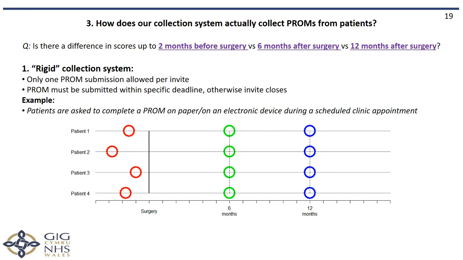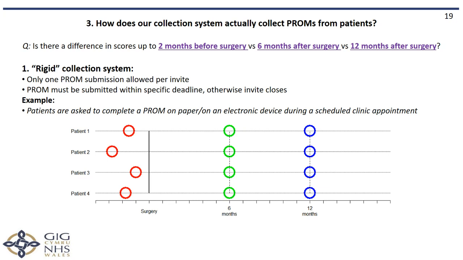So the first example is what I'm calling a rigid collection system. You wouldn't see these names anywhere else. They're basically something I've made up. But anyway, a rigid collection system is one PROM submission per invite, where the PROM must be submitted within a specific deadline, otherwise the invite closes. In other words, a patient has one chance to complete the PROM. If they miss that chance, then they'll have to wait until the next time before they can complete a PROM.